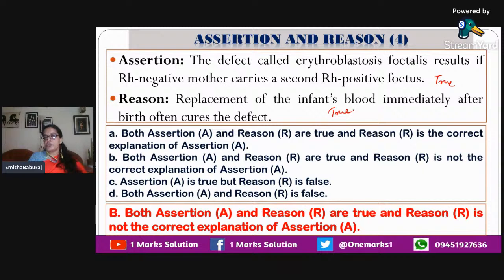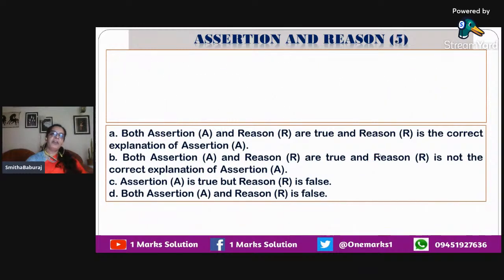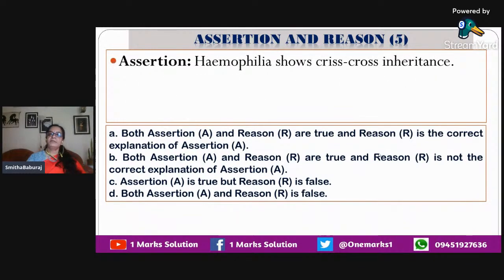That means to prevent the fetalis condition, immediately after the birth, the infant's blood can be replaced to avoid this condition. Both the statements are true. But now to be checked, is this second statement an explanation for the first one? No, that is not an explanation. So which is the answer? Answer is B. Okay. Now let's move to the fifth or the final question for the chapter.